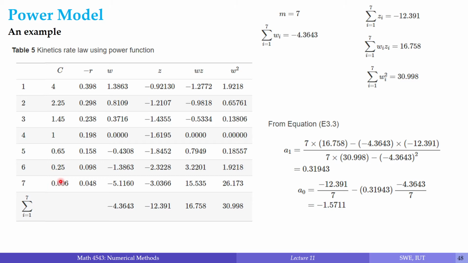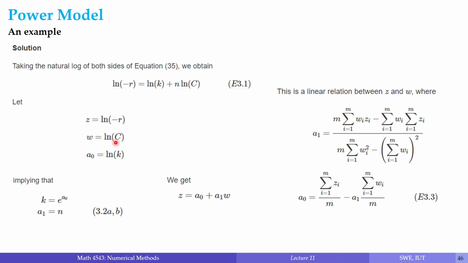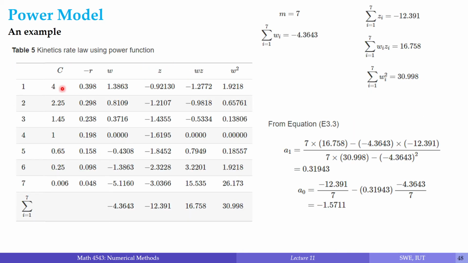So we are given the values of the concentration and the reaction rates. The first order of things is to find the corresponding Wi. We know that W can be found by performing the natural logarithm function on the corresponding value of Ci. So for 4 we have 1.38 something. For this whole column, if we perform natural logarithm on it, we'll obtain this column. And for the Z column, we have to perform natural logarithm on the minus R column, and we'll find the corresponding Z column.